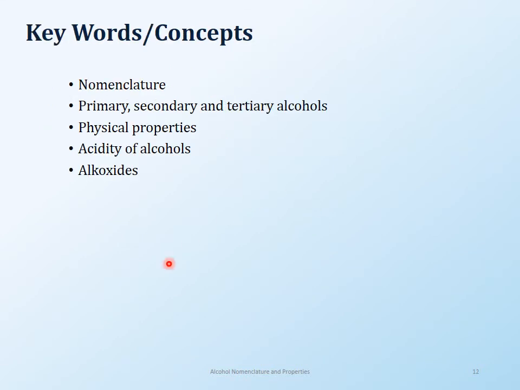So what I want you to know from this portion is the nomenclature of alcohols, of course, the classification of primary, secondary, tertiary alcohols, the physical properties, solubility, and boiling points, acidity and basicity of alcohols, and the basicity comes right here in the alkoxide formation. So you should know how to write all these reactions out too.